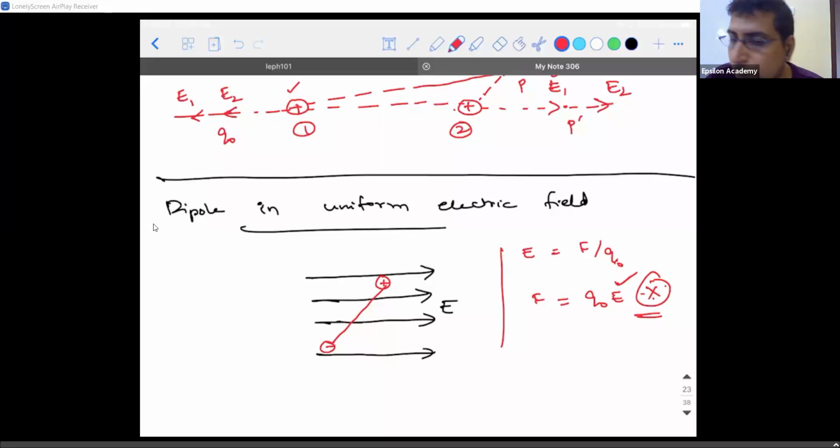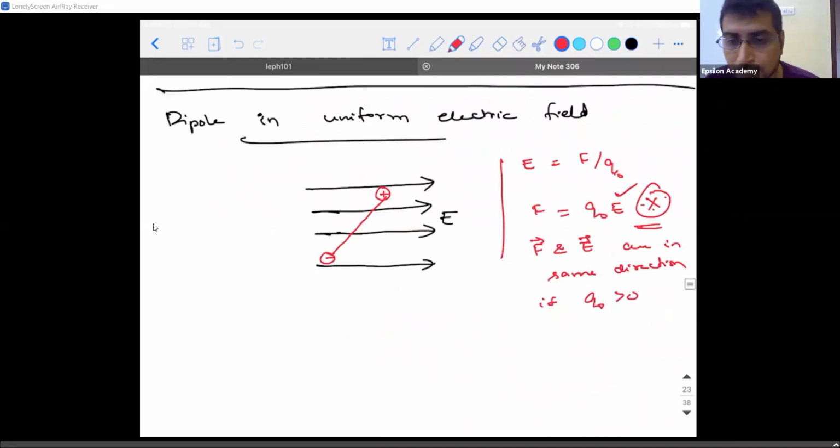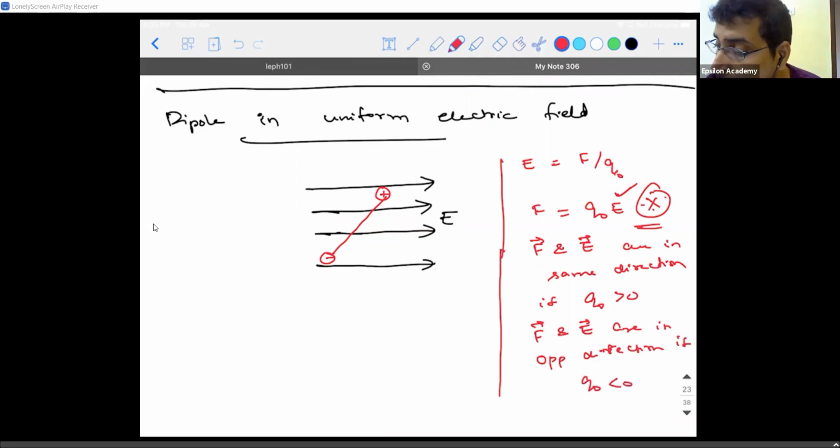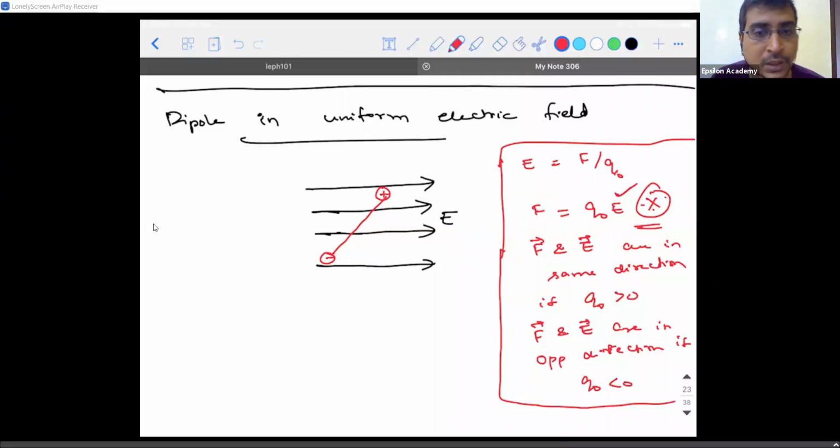An important point to be noted here is that the F vector and E vector are in the same direction if q naught is greater than 0. The F vector and E vector are in opposite directions if q naught is less than 0. I told you, if nothing is mentioned, q naught is by default positive. If they have mentioned q naught as a negative value, then the force will be in the direction opposite to the electric field.